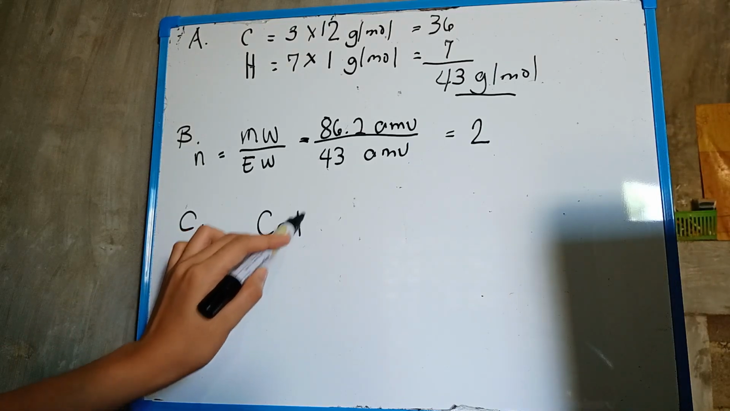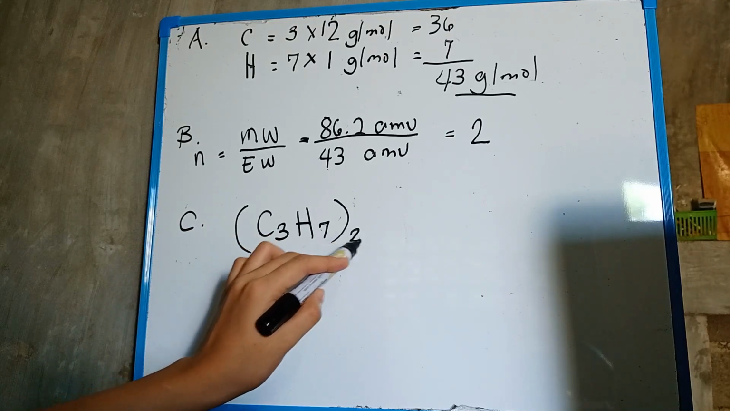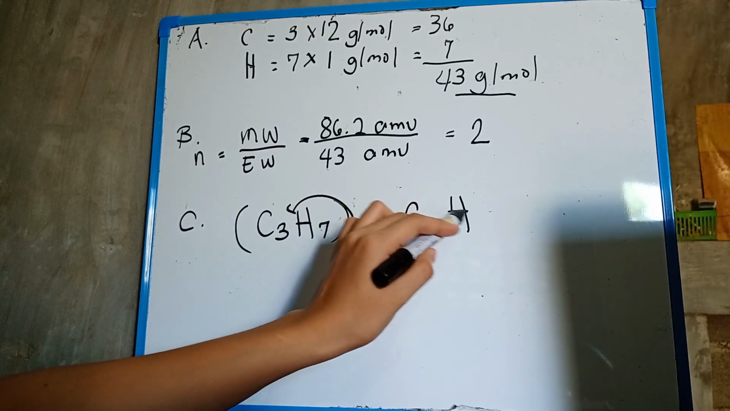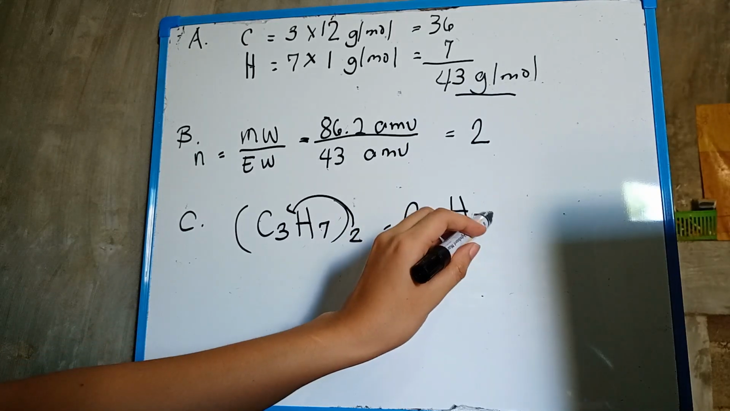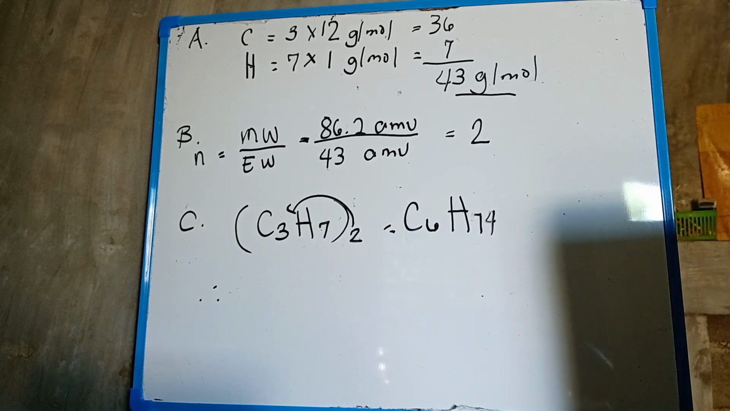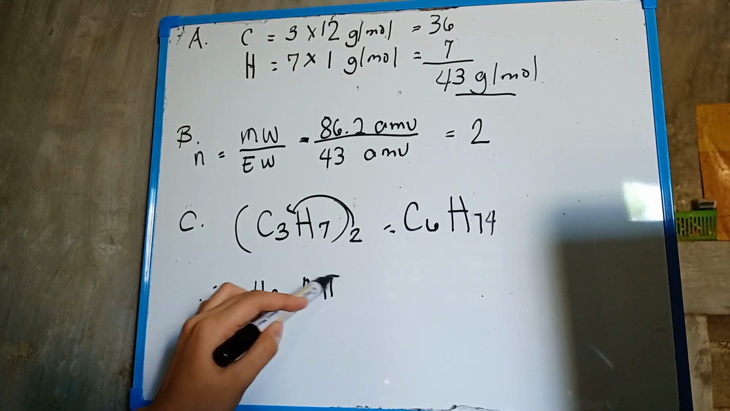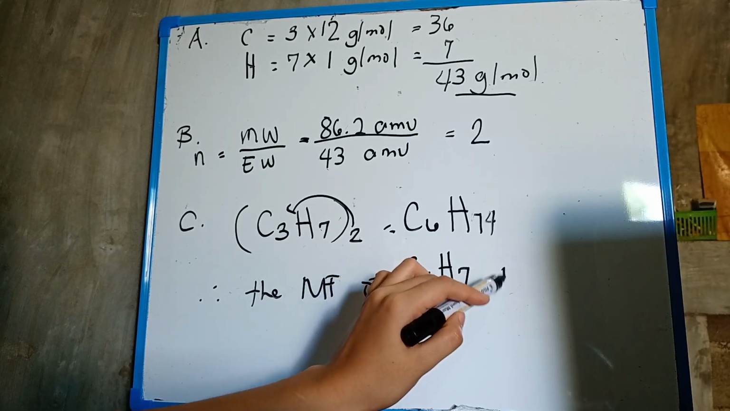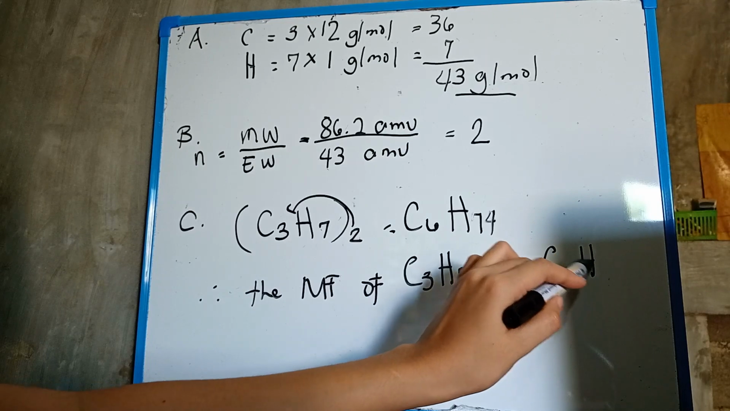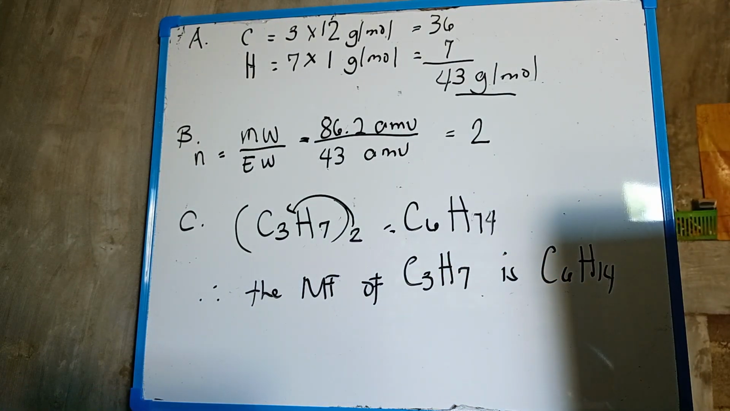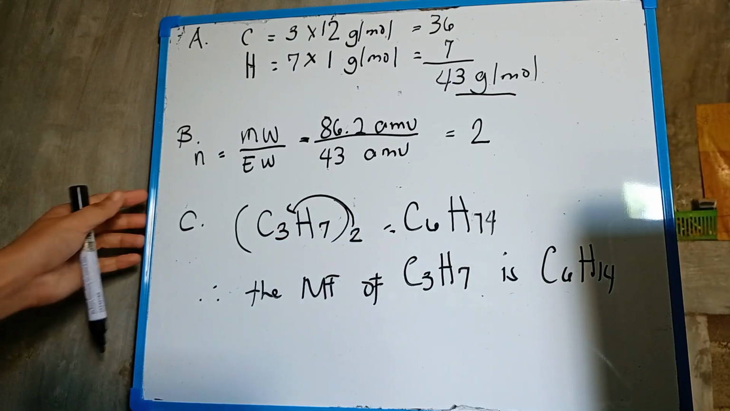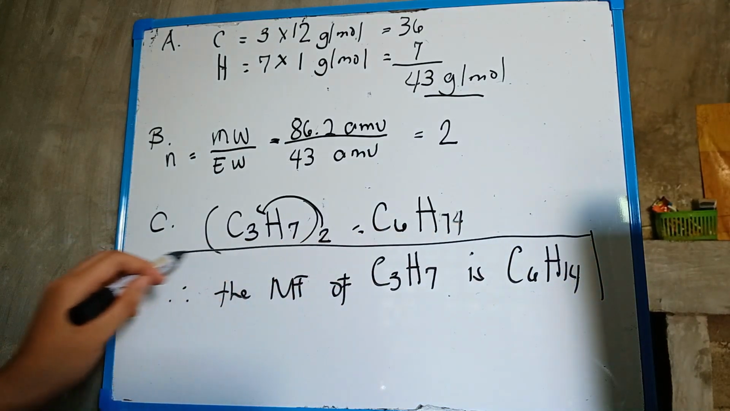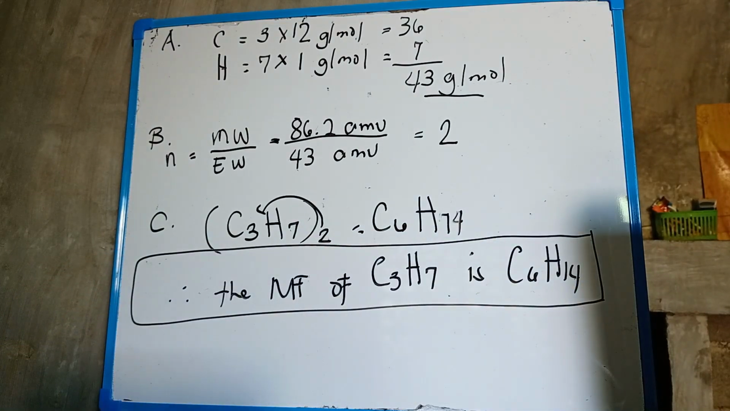C3H7 multiplied by 2. So 2 times 3 is 6, then 2 times 7 is 14. Therefore, the molecular formula of C3H7 is C6H14. So this is now our final answer, C6H14. This is the answer for example number 1.